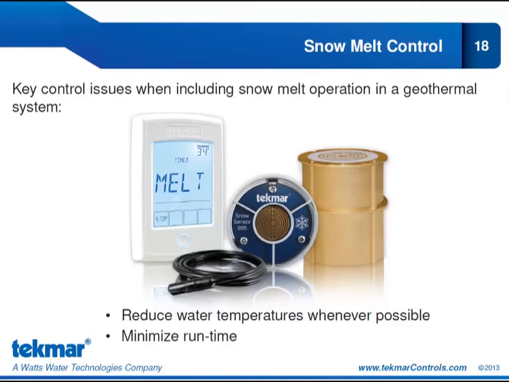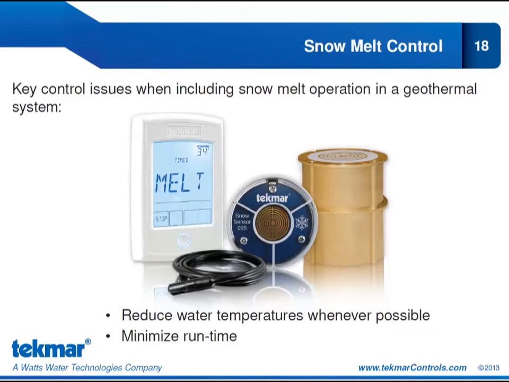The other thing we want to do is to make sure we are minimizing the runtime of the snowmelt operation. Snowmelt is a big load on the system. So we want to make sure that if we are extracting heat, we're doing so responsibly because there is a present need for that heat to melt snow or ice. We don't want to run the system needlessly. So control is very important when we're considering adding snowmelt into a geothermal system.